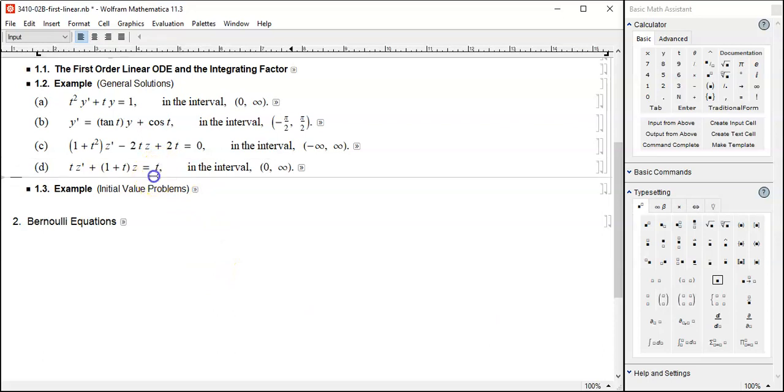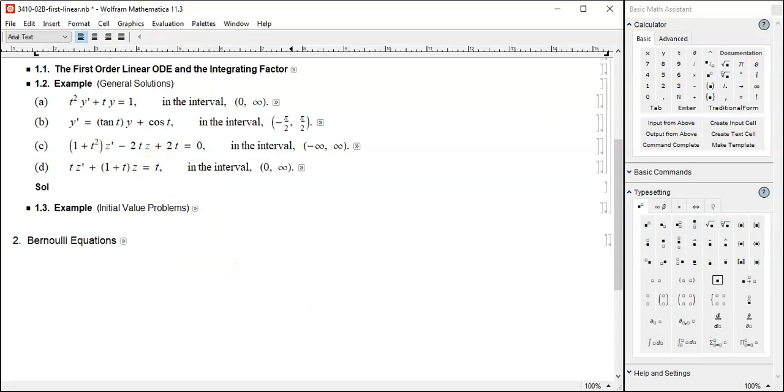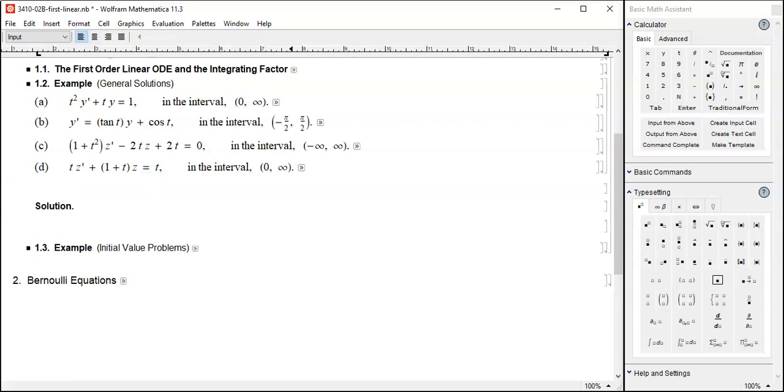How about the next problem? This one I'm not going to complete. I'll just stop halfway through.